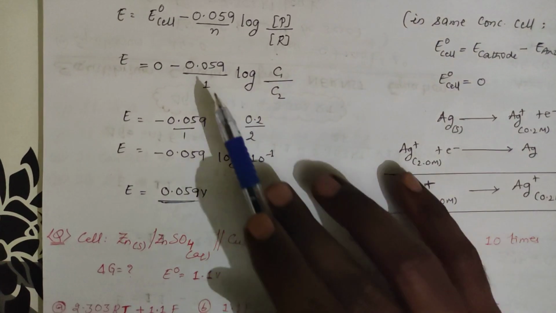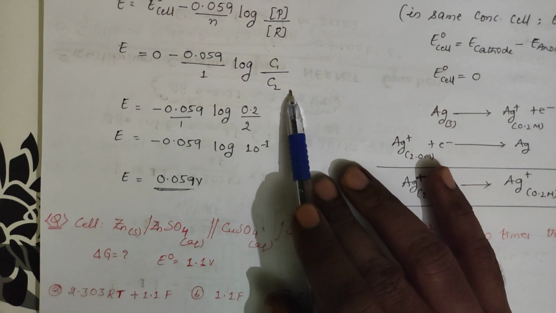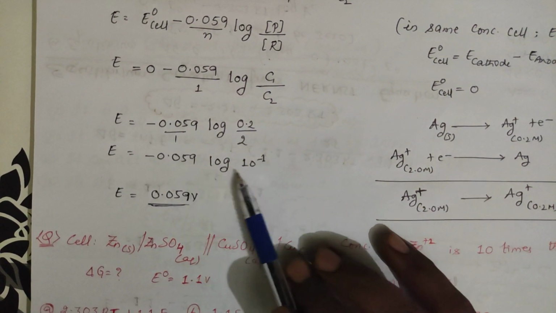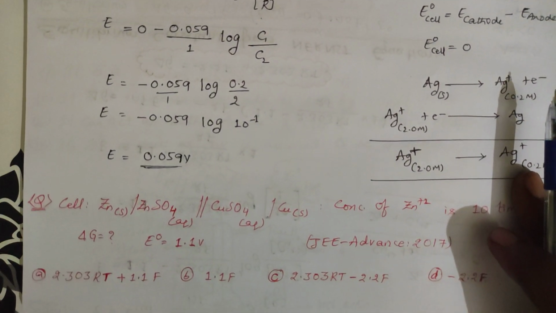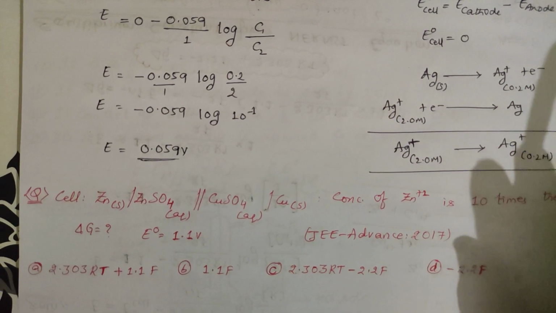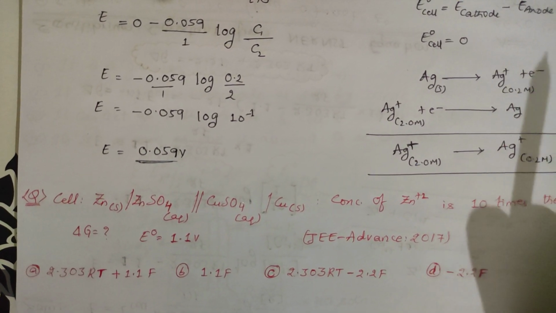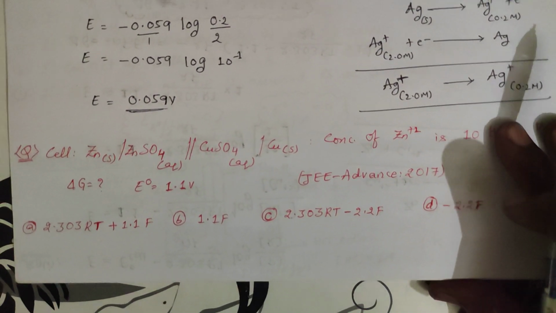Okay. So this is 0.059 by 1 electron involved, log of concentration of product by reactant. Product is 0.2, reactant is 2. So you will get E equal to 0.059 log 10 power minus 1. The value of E is equal to 0.059 volts. Getting this? When the cathode as well as the anode are the same electrodes, then E naught will be equal to 0. This is the question for you for this session.